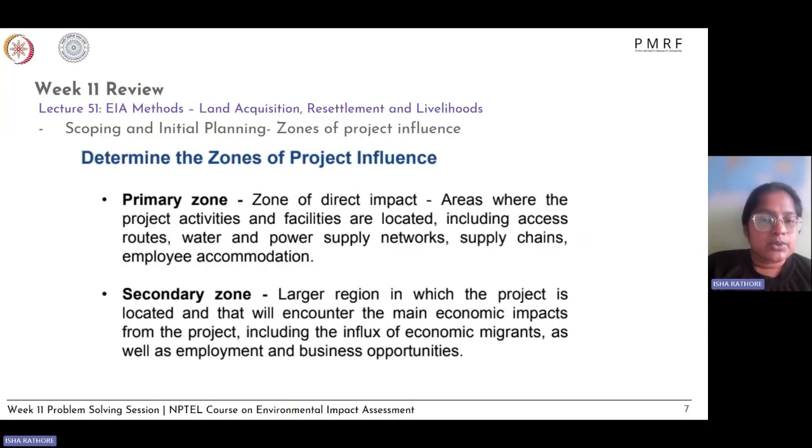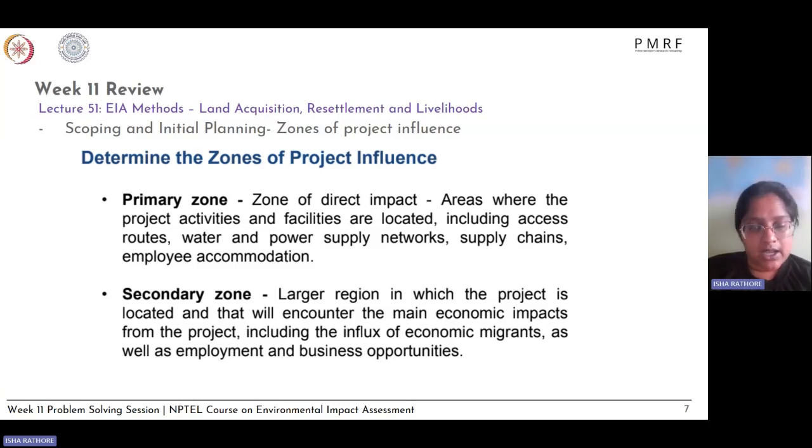To determine the zone of project influence, we have two zones. We have the primary zone and the secondary zone. The primary zone is the zone of direct impact. These are areas where the project activities and facilities are located, including access routes, water and power supply networks, supply chains, and employee accommodation. So this is your zone of direct impact. All the things which are going to be directly impacted because of your land acquisition or resettlement procedures, that zone is your primary zone.